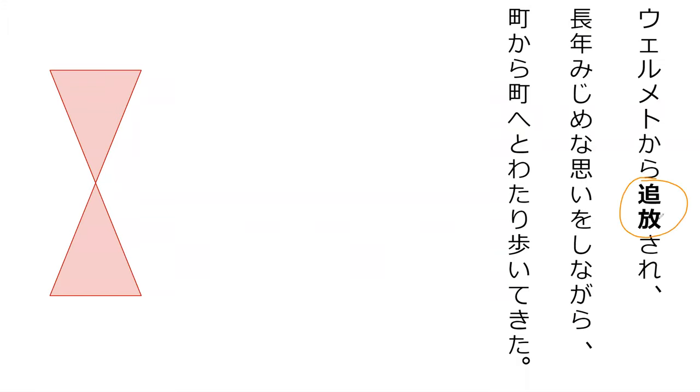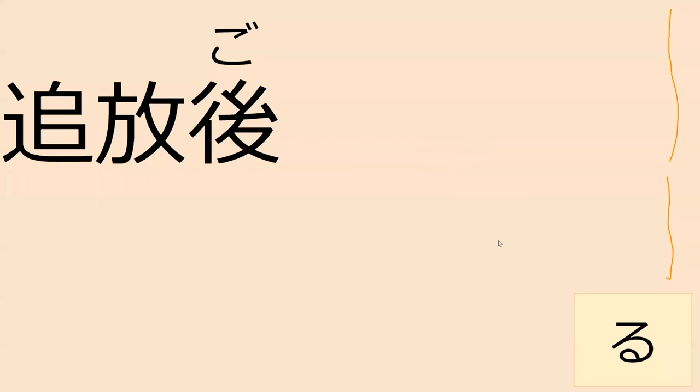Urameto kara. You're talking about something that happened to Neburi long, long ago. Urameto kara. Sent away. Exile. It does mean exile. Chuiho is how you say it. Urameto kara chuiho sare. I was exiled from Urameto.